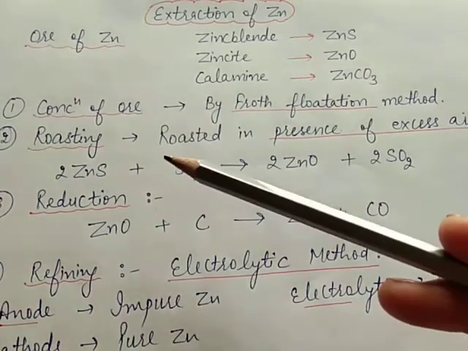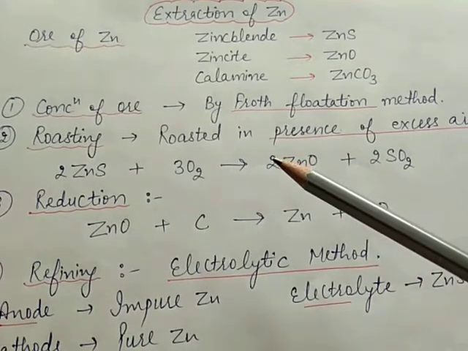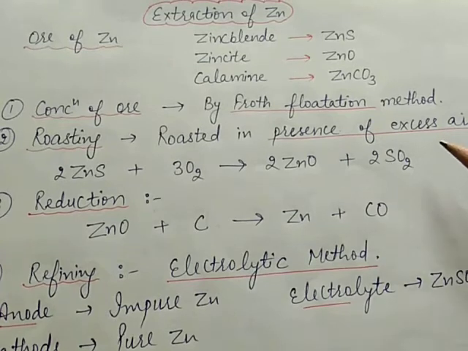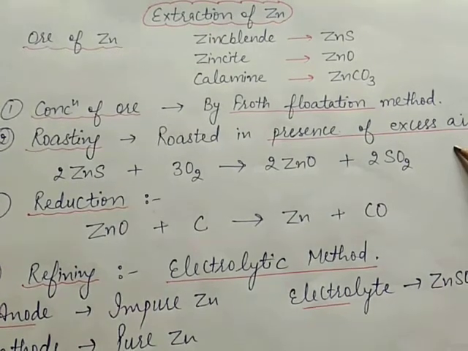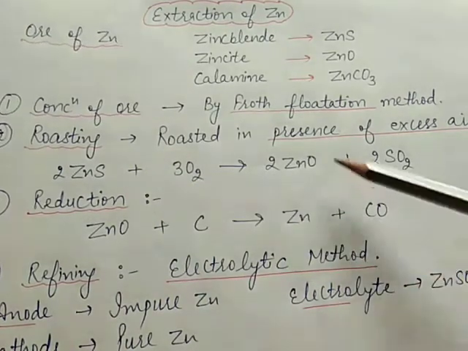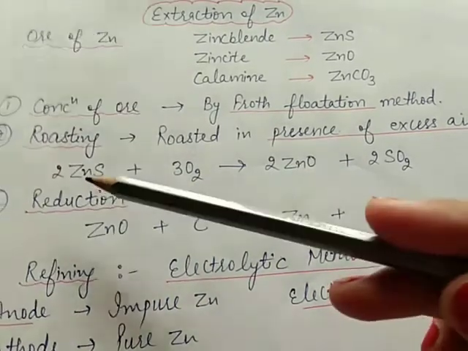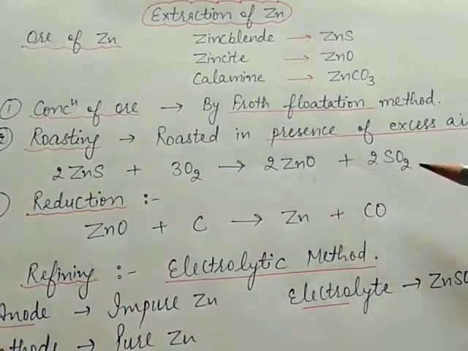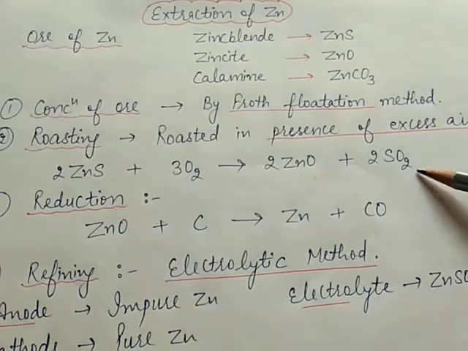Second step is roasting. In this step, the concentrated ore is roasted in presence of excess of air to convert zinc sulfide to zinc oxide. Here zinc sulfide in presence of oxygen forms zinc oxide and SO2 gas is released.